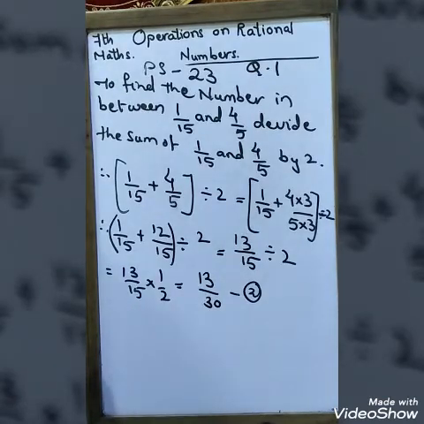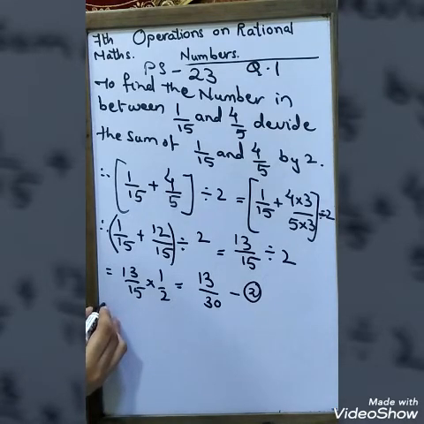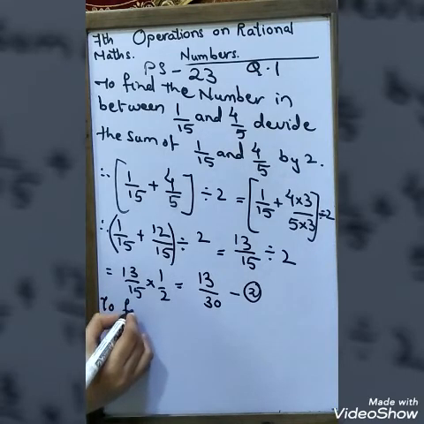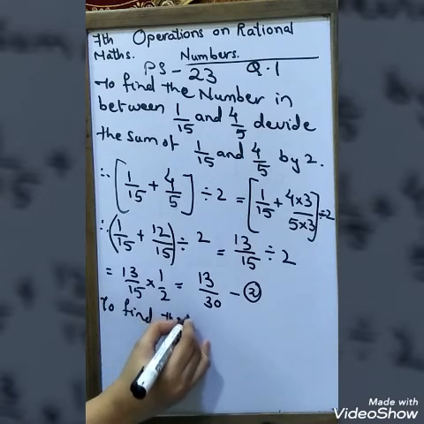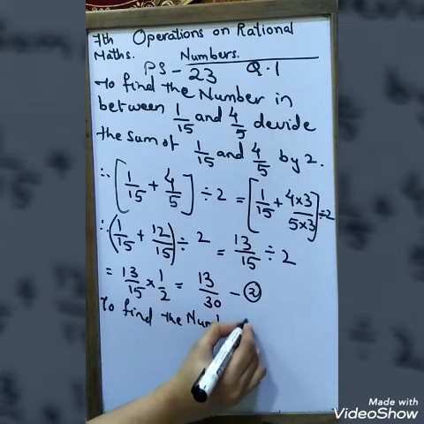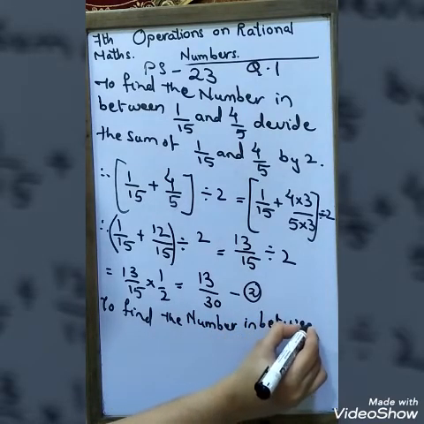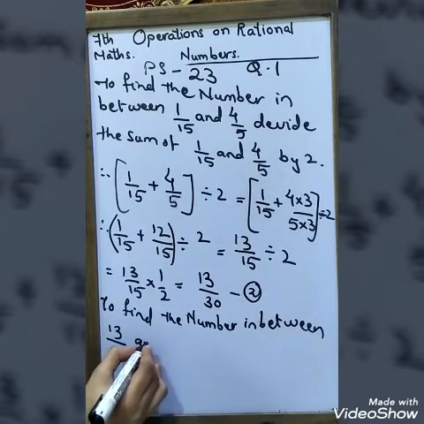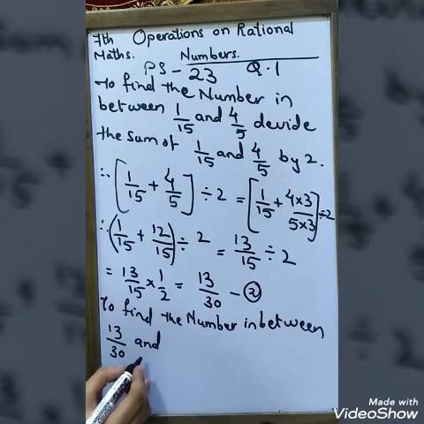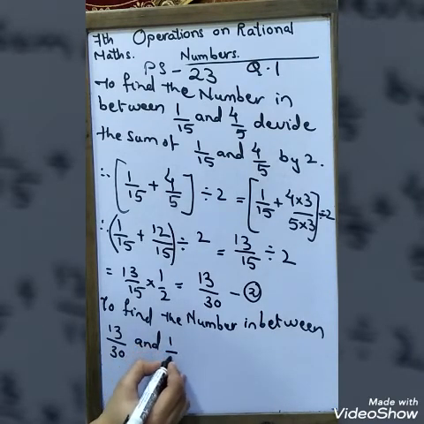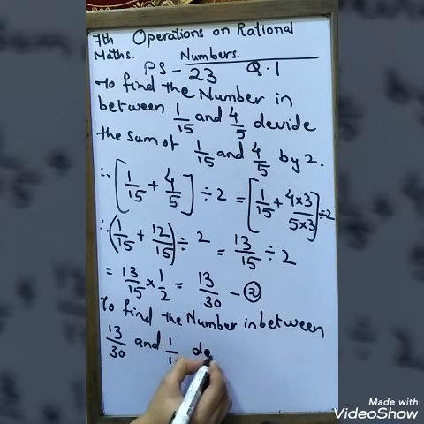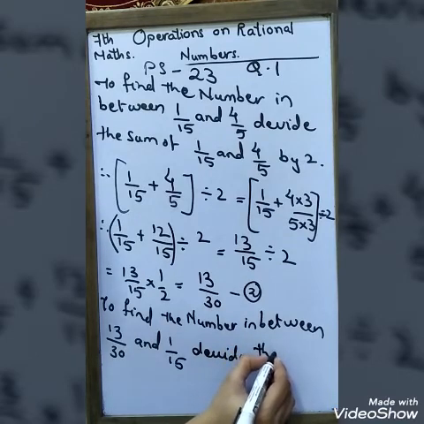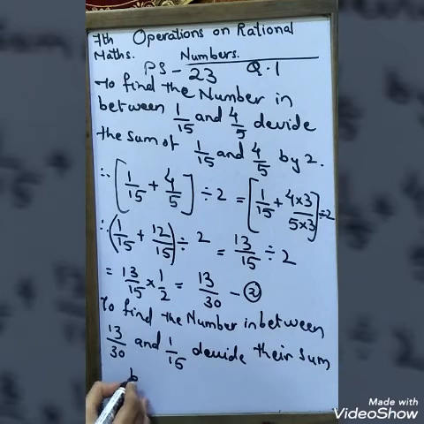Now let's go with the next number. So once again we'll write down here, to find the number in between 13 upon 30 and 1 upon 15, divide their sum by 2. अब इसके आगे का स्टेप हम आगे करेंगे.